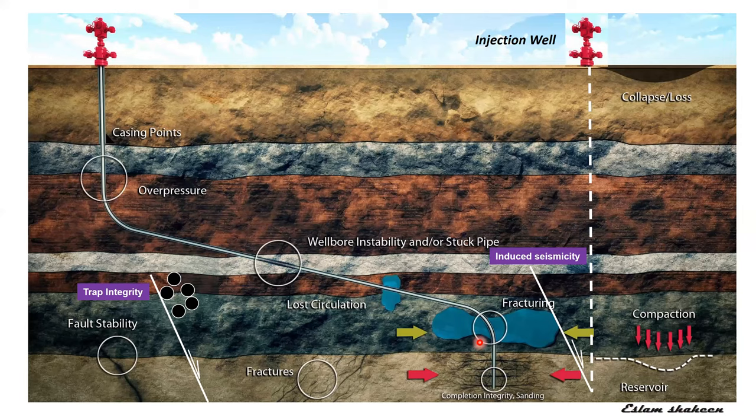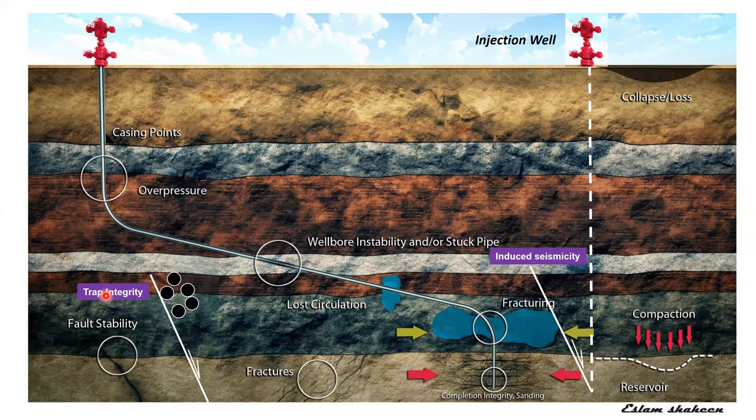We can also use geomechanics to mitigate what we call induced seismicity, and we are going to break down what is meant by induced seismicity. Also, in reservoir compaction, we can use geomechanics to mitigate reservoir compaction or collapse. From the exploration point of view, we can use geomechanics in an exploration term called trap integrity.